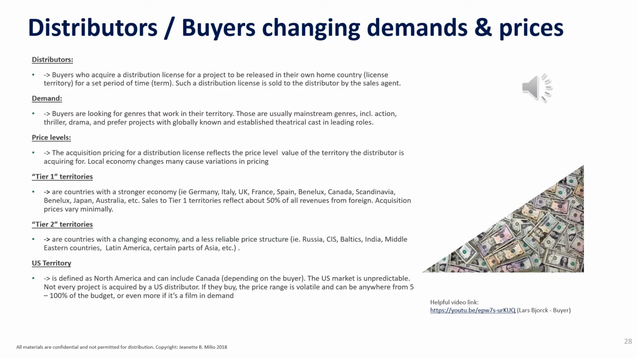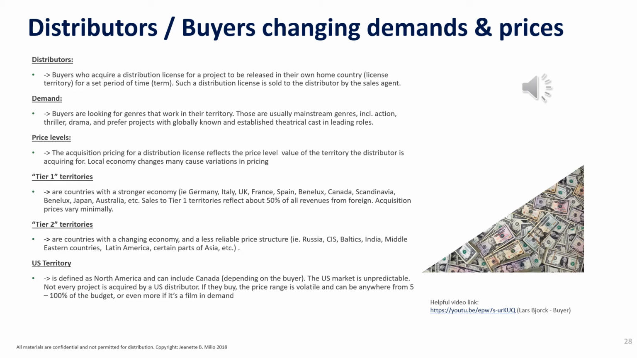And as mentioned before, distributors and buyers change their demands and they change their price levels. And the buyers who acquire a distribution license for a project to be released in their home territory will buy this license for a certain amount of time. They will pay a certain amount, which is a minimum guarantee, and they will then try to recoup their minimum guarantee by exploiting this project in their home market on all the available platforms.